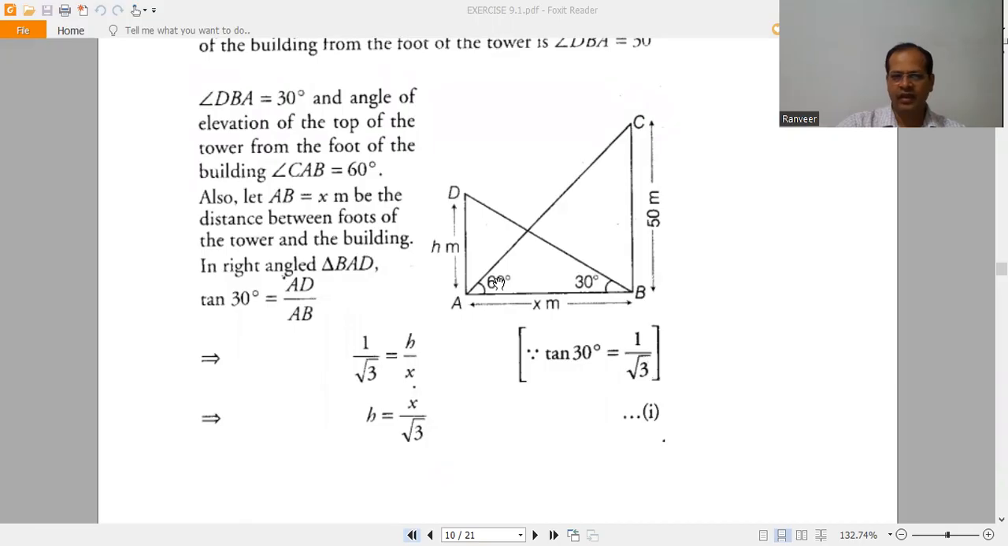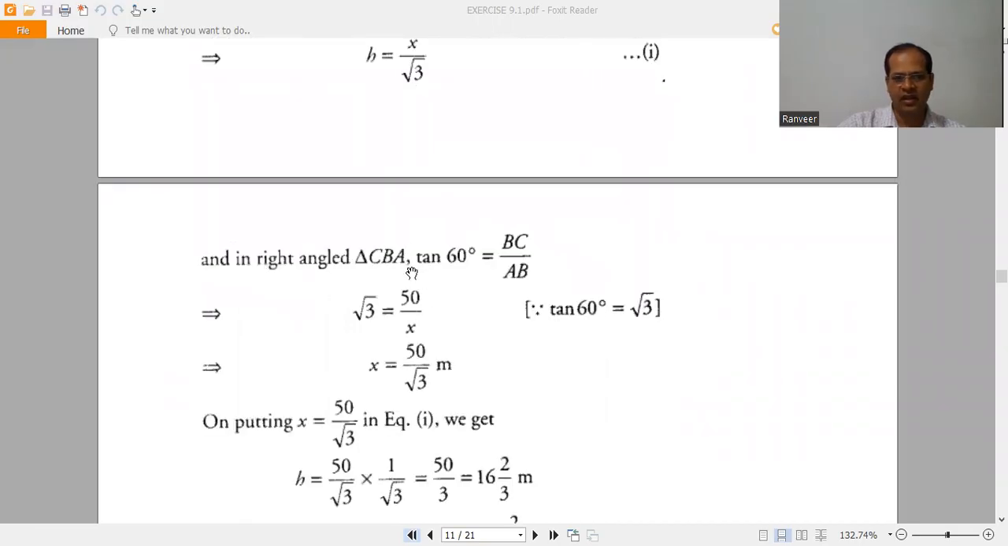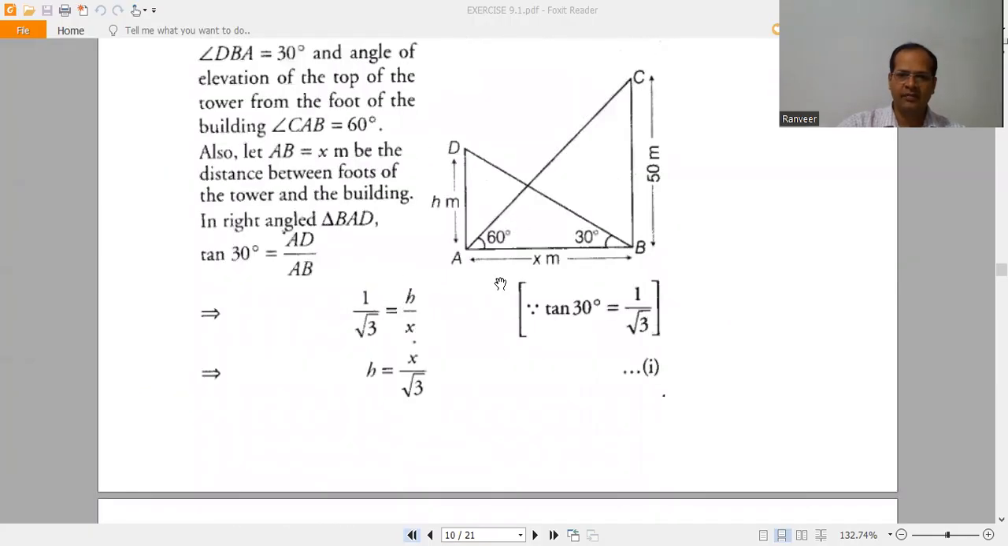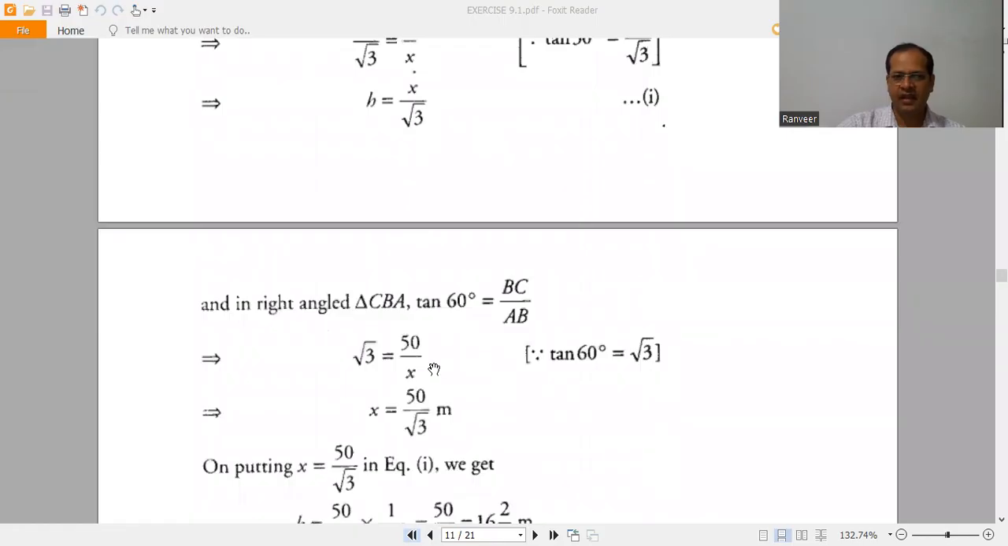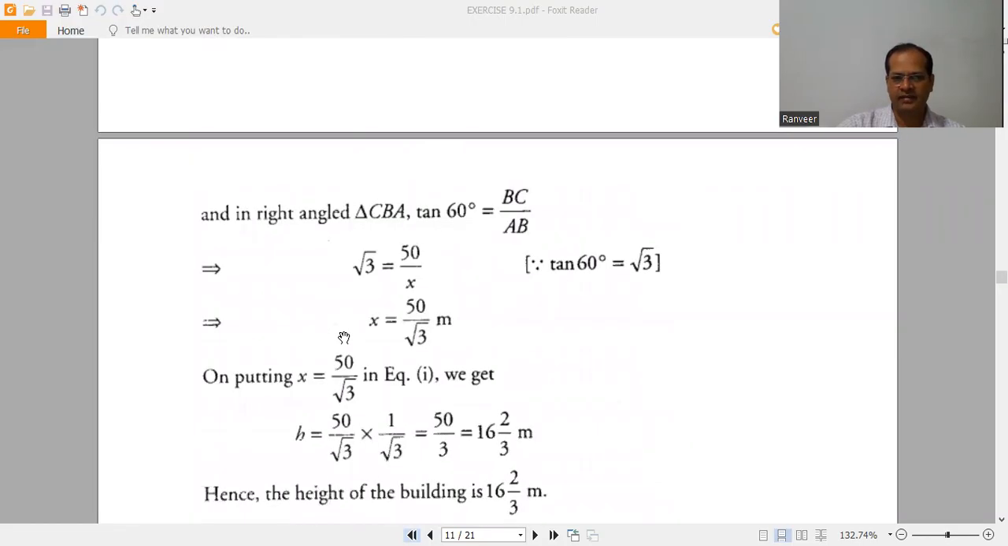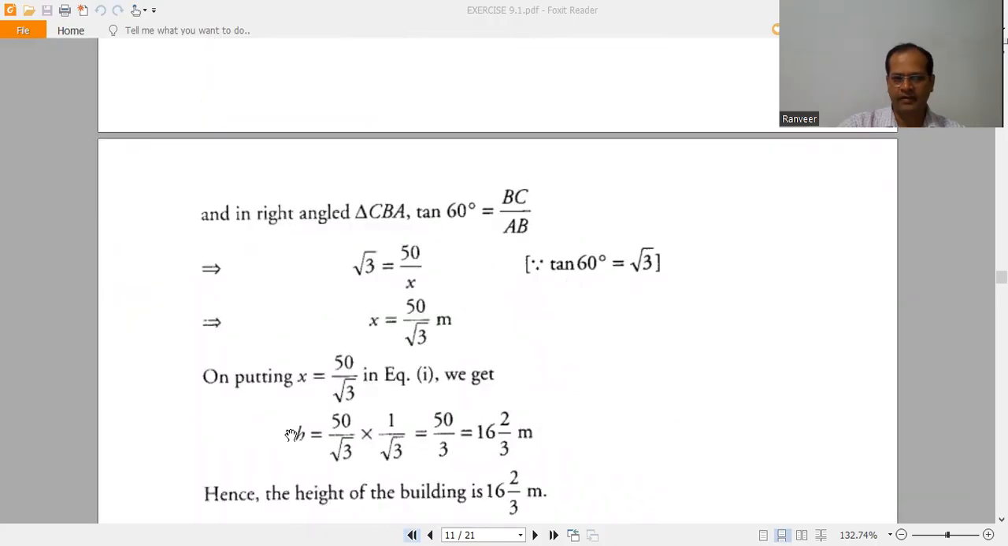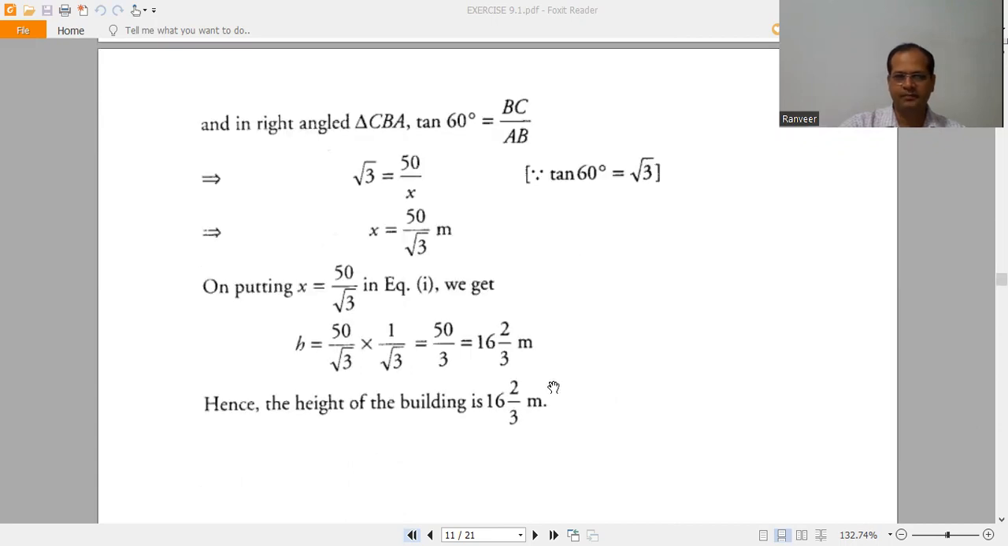Similarly, we can take the triangle ACB, CBA or ACB, anything you can write. That is tan 60 degrees, which is 50 divided by x. And from the first equation, we have to substitute the value of x as 50 by root 3, since h equal to x by root 3. So h equal to 50 by root 3 into 1 by root 3, that is 16 2 by 3 meters. So this is the height of the building.